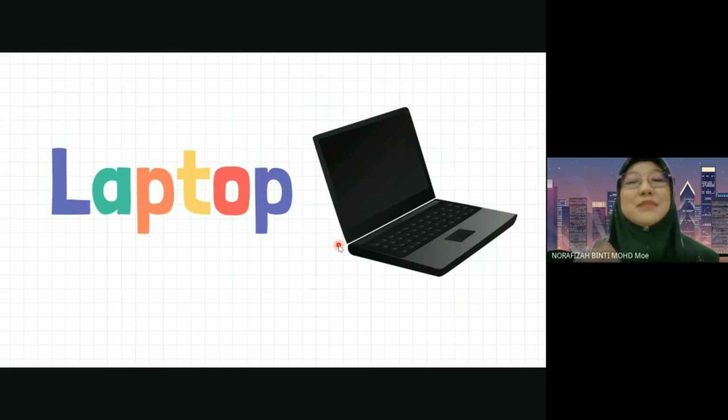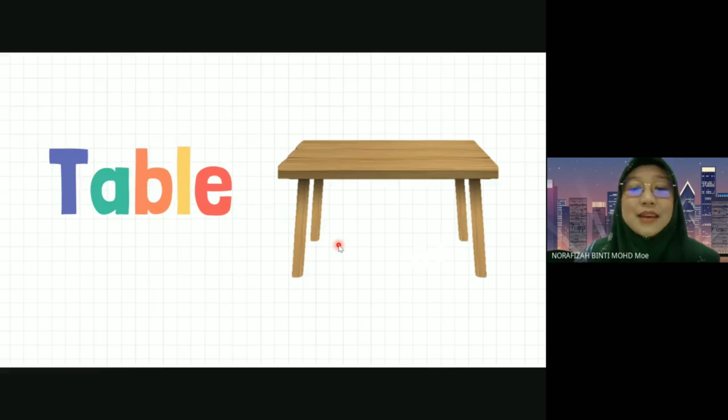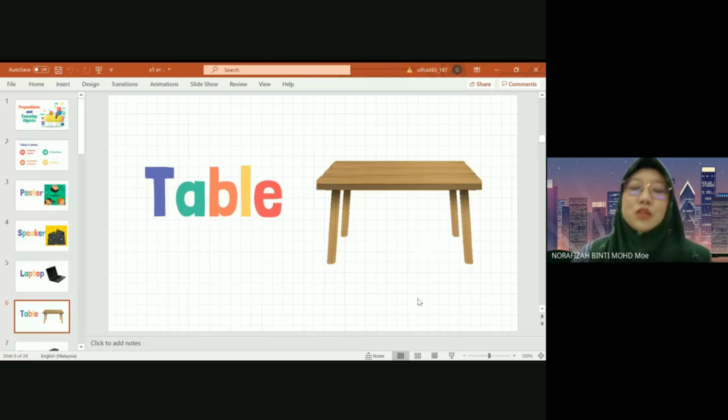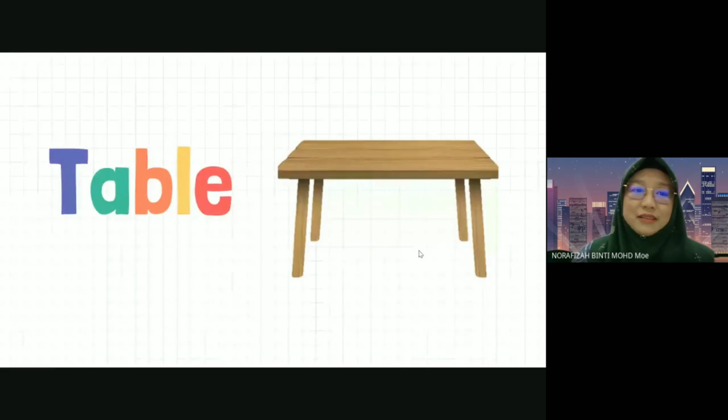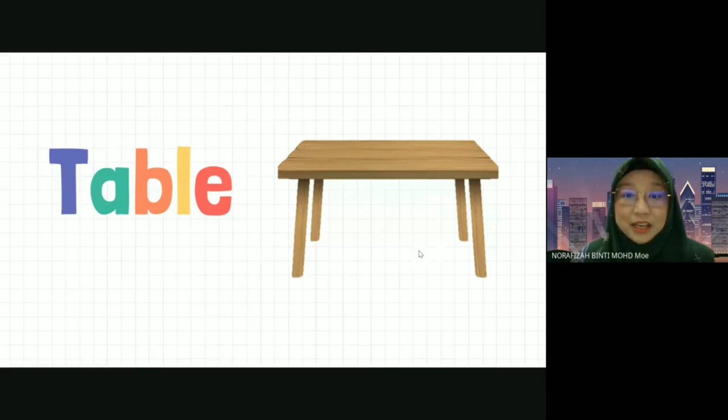Alright, next, laptop. Laptop is computer riba, okay, like I'm using right now, laptop. Next, table, okay. After this, you're going to see a desk. This one is a table, so I want you to know the difference, okay? Table is usually table, we don't have anything. Kita tak ada apa-apa dekat bawah dia. So for table, you can do everything. For example, your dining table, meja makan. Sometimes, you do not only eat there, you also put things there, you also do your homework there. That's why we call it table.